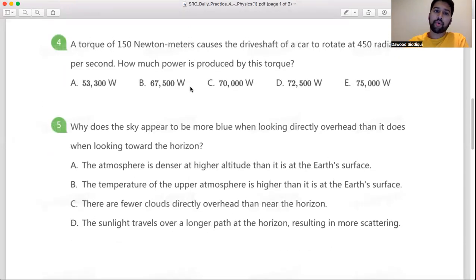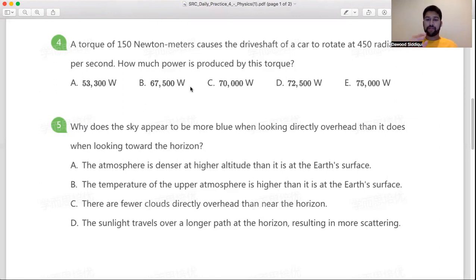Number 4, a torque of 150 Newton meters causes the drive shaft of a car to rotate at 450 radians per second. How much power is produced by this torque? So what is power? Power is equal to work over time or energy over time. And work has units of joules or newtons times meters. So we can rewrite the formula of power as equal to force times r, the radius, that's equal to torque over time.